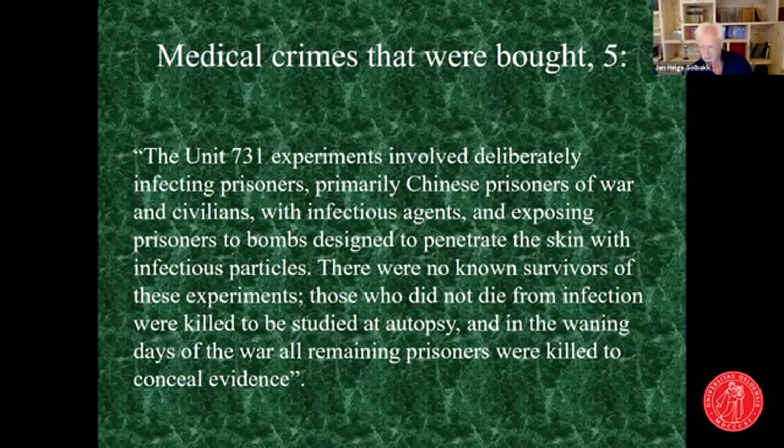This is, from a legal perspective, a very important difference between the situation in Germany and in Japan. In Germany, there were several thousand survivors of these horrible experiments, and they could act as witnesses during the Nuremberg trial. While the Japanese authorities, before they surrendered, killed everybody who had not died directly from the horrendous experiments. And for this reason, there were no core witnesses that could be used in a trial.